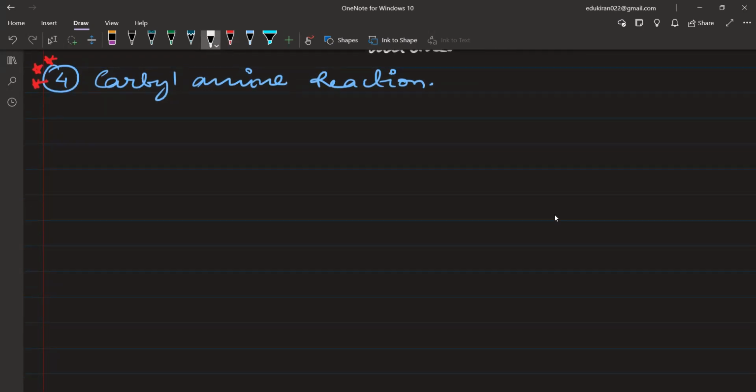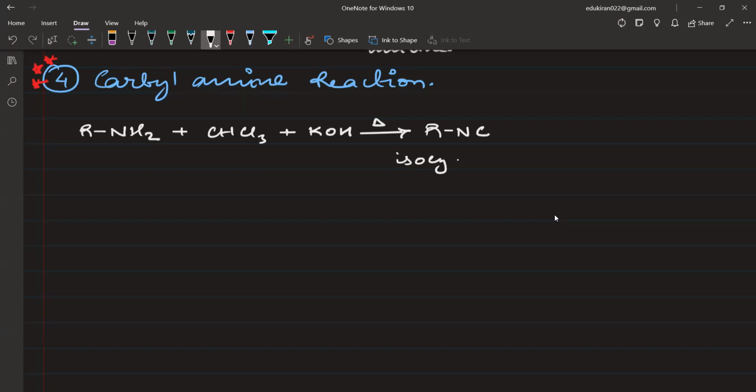In carbylamine reaction, we have amine and we react this with CHCl3. What is CHCl3? It is chloroform. In the presence of a base, KOH or NaOH, and some heat, it gives RNC, isocyanide. Okay, this is known as isocyanide, alkyl isocyanide, or carbylamine. Plus KCl and H2O.